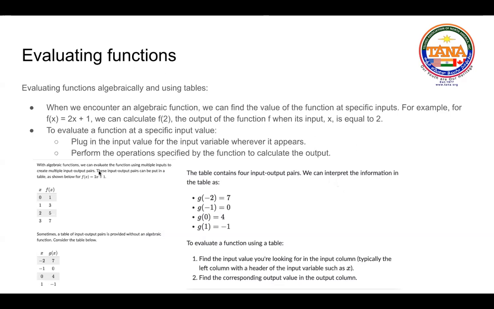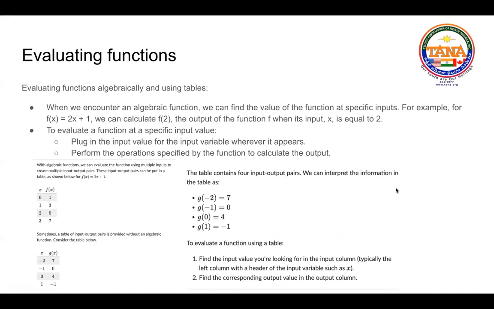So yeah, with algebraic functions, we can evaluate the function using multiple inputs to create multiple input-output pairs. This is shown in the graph for f of x equals 2x plus 1. For x equals 0, f of x is 1. For 1, f of x is 3, and so on. Sometimes a table is provided without an algebraic function, like the table where g of x is 7 when x is negative 2, g of x is 0 when x is negative 1, and so on.